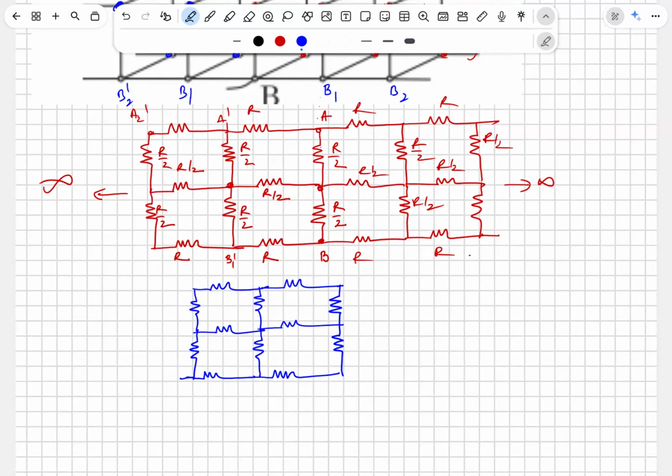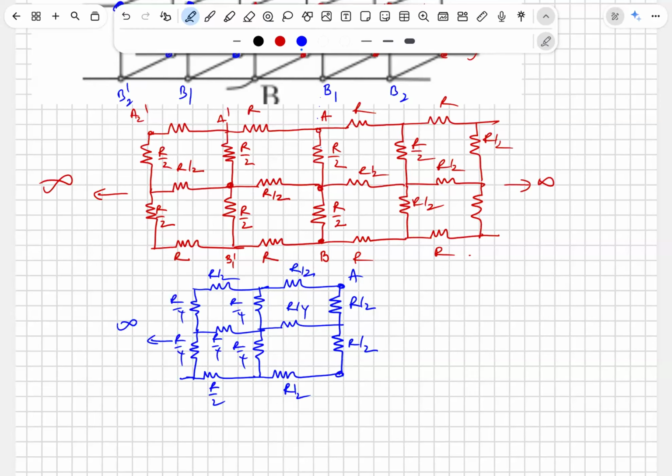Yes, tell me. Now, what is happening here? Infinite, A, R by 2, R by 2, R by 2, R by 4, R by 2, R by 4, R by 4, R by 2, R by 4, R by 2, R by 4, R by 4. Okay? Any doubt?